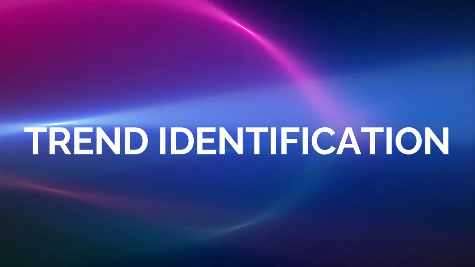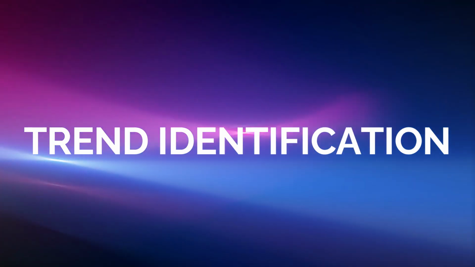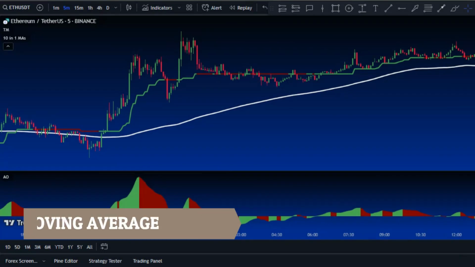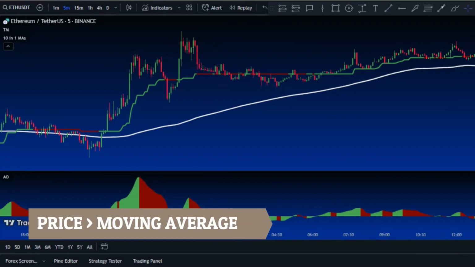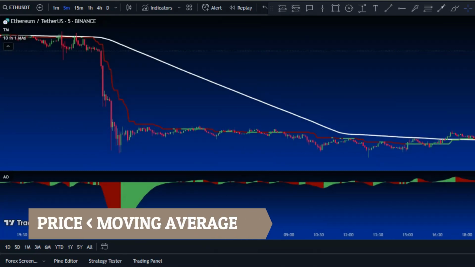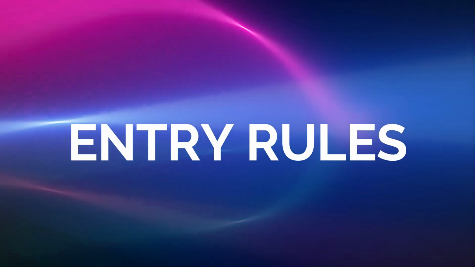Now that we have optimized the indicator, we can more accurately identify the long-term trend. So now, when the price is above the moving average, only bullish trades are allowed. And when the price is below the moving average, only bearish trades are allowed. So with these free and optimized indicators, we gotta determine the entry rules.